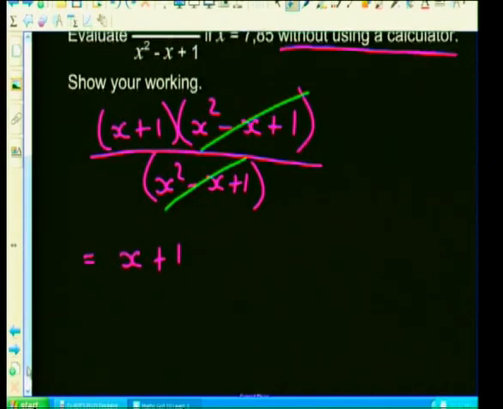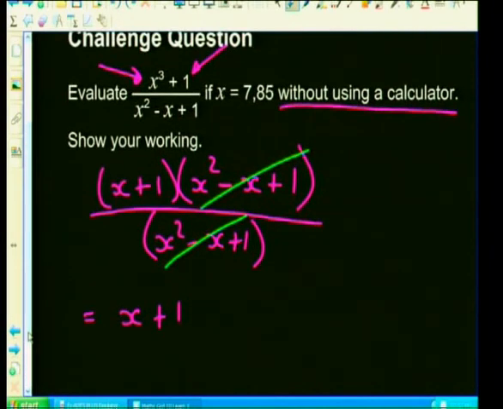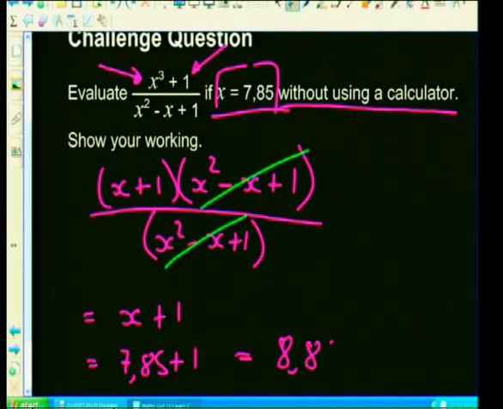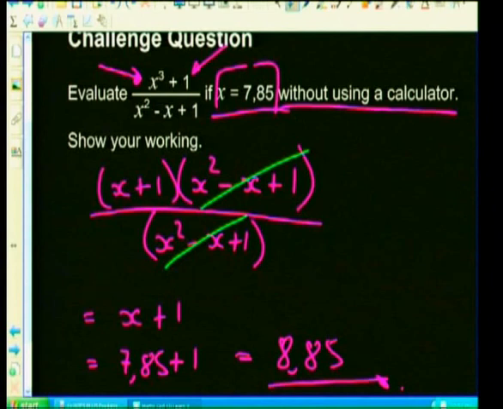Now, let's have a look back at the question. They told us that x was 7,85. So 7,85 plus 1 is equal to 8,85. We didn't need a calculator for that, did we? What did we need? What we needed was a working knowledge of factorization and fractions.